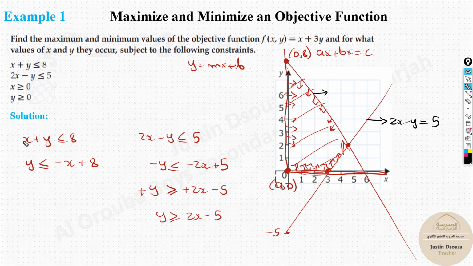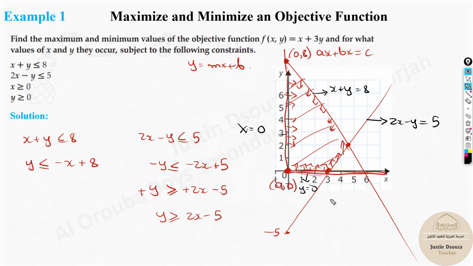This was x plus y equals 8. And what about this one over here? This one was y is greater than or equal to 0. So it will be y equals 0. So y equals 0. And lastly, we had x equals 0. So these are the 4 equations, right?